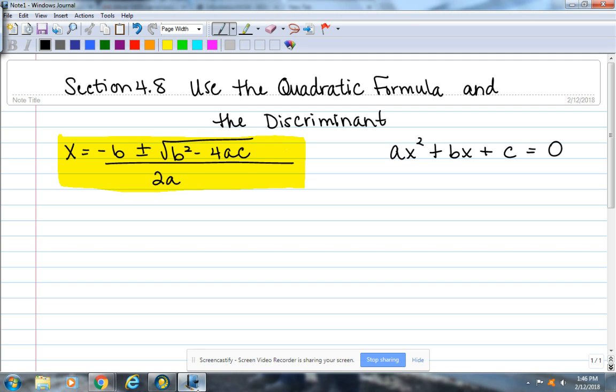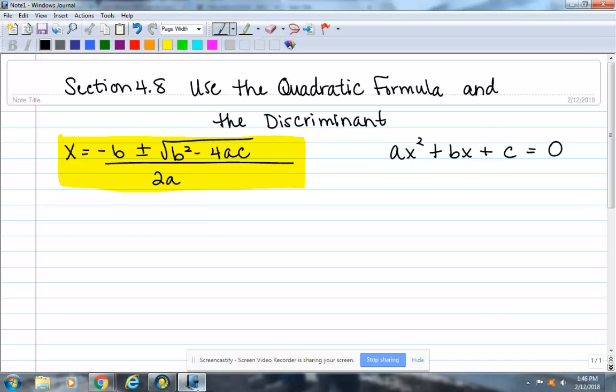All right. So today we're going to solve quadratic equations by using the quadratic formula. And yes, we need to memorize this, and it comes from the standard form of a quadratic equation, which is ax squared plus bx plus c equals 0. A, b, and c are just coefficients in front of the x's and the x squares. So you need to memorize that formula. X equals negative b plus or minus the square root of b squared minus 4ac, all divided by 2a.